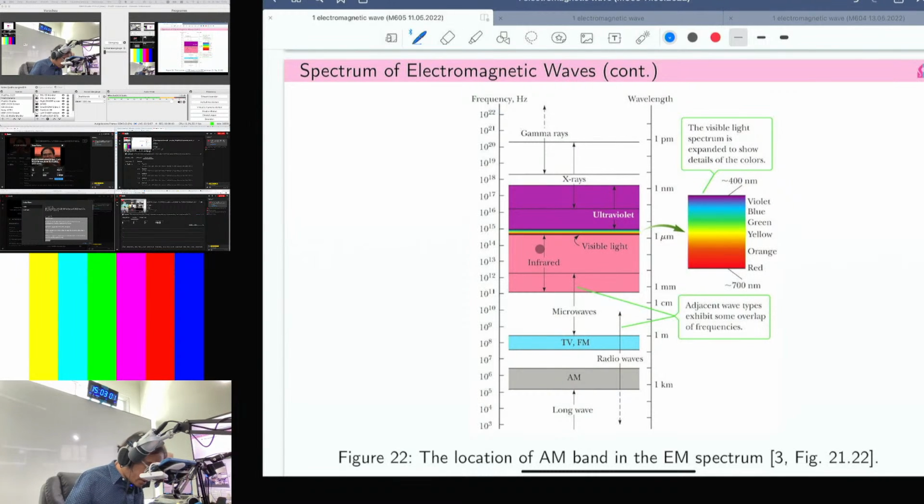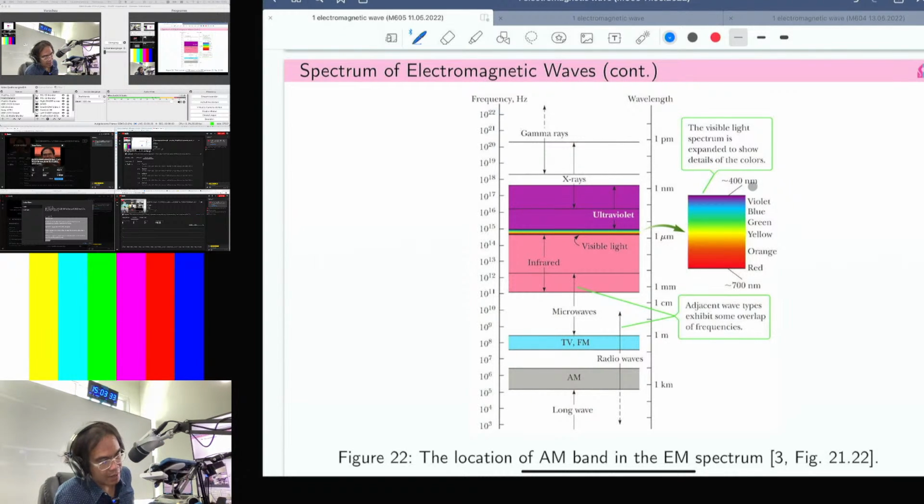And yes, of course, if you go further, you will have the band for television, for frequency modulation. In frequency modulation, you can adjust or change the frequency a little bit. Then microwave, infrared, visible light, ultraviolet, okay, UV band, X-ray, gamma ray, and so on, right? As what we have seen before.